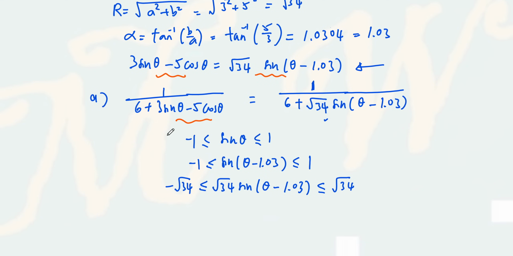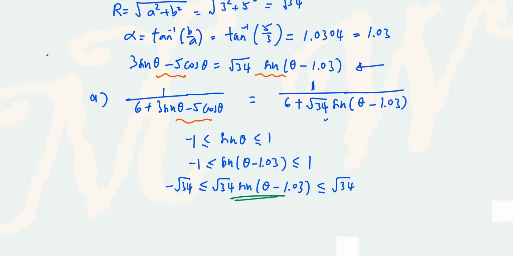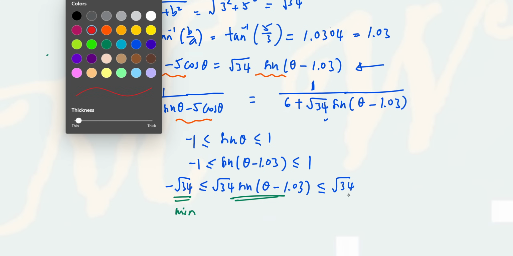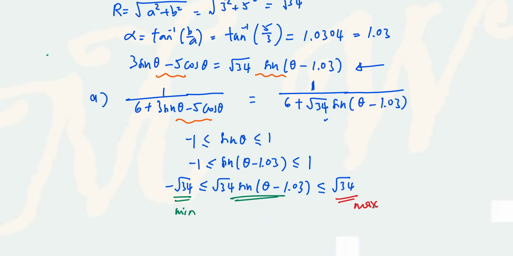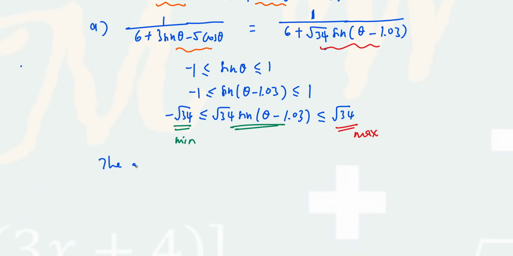Okay, so now from here I know that my minimum value for this is going to be negative square root 34. This is my minimum value. But then my maximum value is going to be positive square root 34, just for this itself. So now, to solve the problem, the greatest value of 1 over 6 plus square root 34 sine theta minus 1.03.